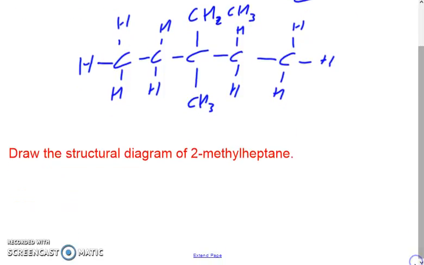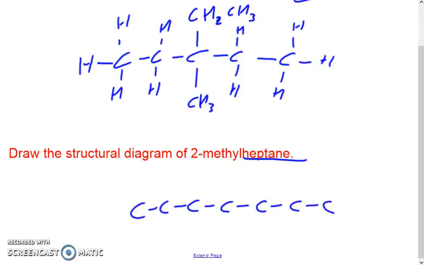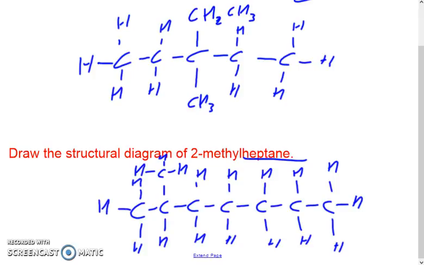For our next example right here, we're going to draw a structural diagram for 2-methylheptane. So hit pause in the video, try it yourself, and then come back. So because it's heptane, that means we've got a 7-carbon chain. Now, we know the second group has to have a methyl group. Does it matter if I put it here or put it here? It doesn't matter, because both will be the same. So we're going to put our C here, and then we'll simply fill in the rest of our hydrogens. So there's our final answer.